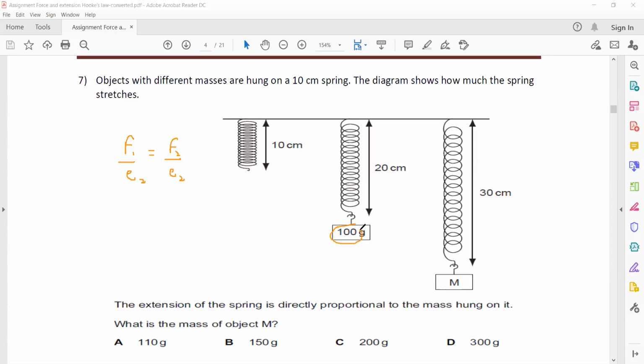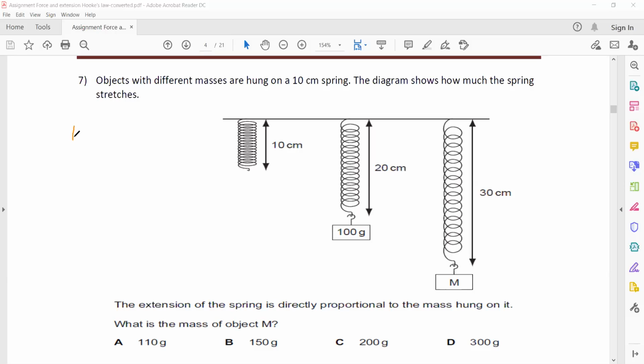I don't have to convert into Newton because when we are taking a ratio, the unit conversion is not important. When you are using a specific formula, then substituting with the correct unit is important. But when we take a ratio, we don't have to convert them into a specific unit. There are different ways to solve this question.